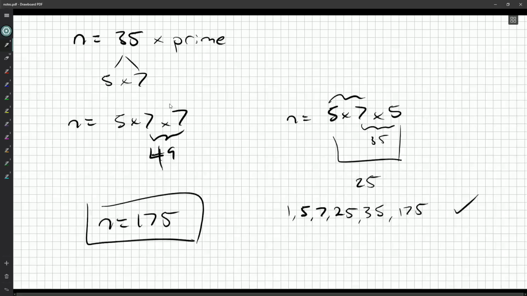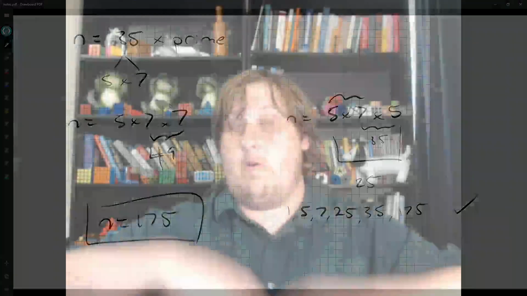Although I'm intrigued by this function, so I'm going to mess around with it, I think, ever so slightly more. So, if you're just here for the answer to the question, 175, there it is.